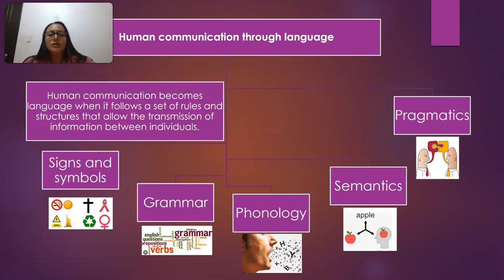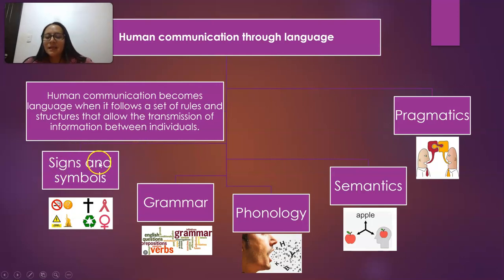Human communication through language. Human communication becomes language when it follows a set of rules and a structure that allows the transmission of information between individuals. As we said before, we have a complex system to communicate. And here we have some examples.